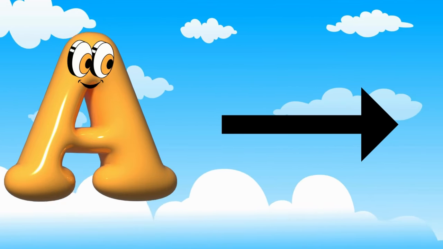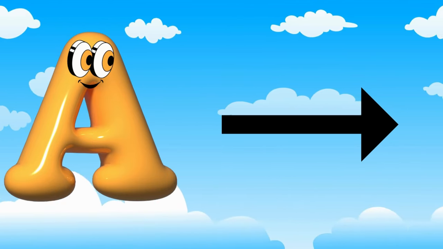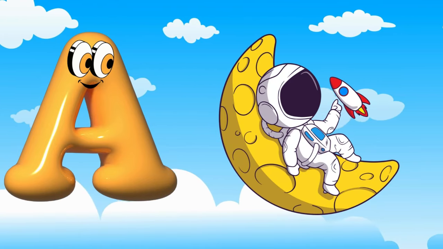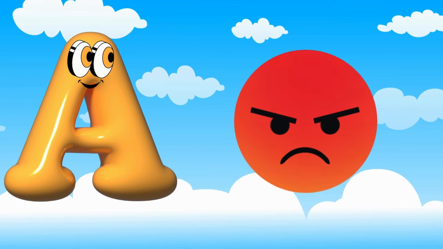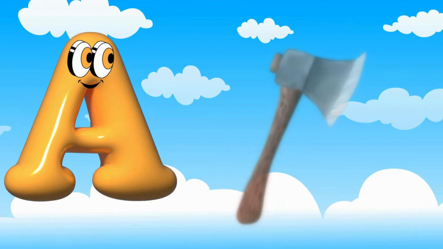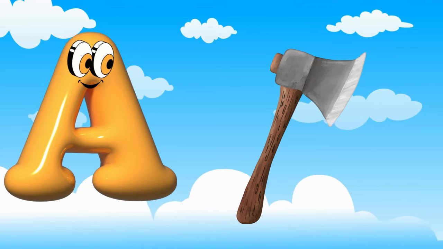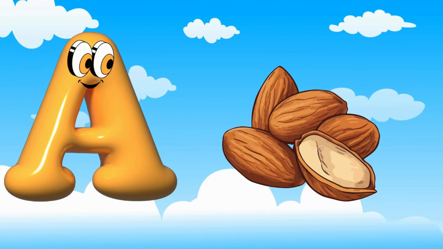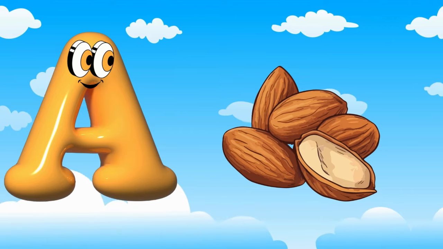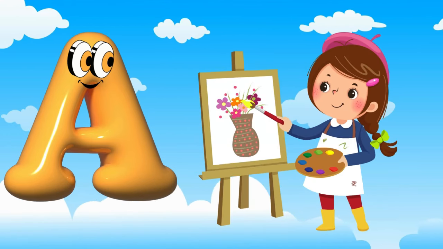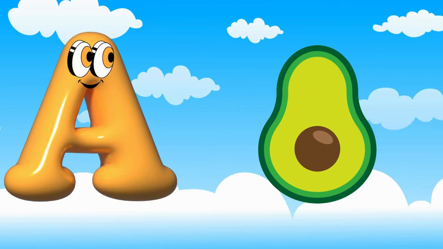A for arrow. Arrow. Arrow. A for astronaut. Astronaut. A is for angry. A is for axe. A is for almond. A is for artist. A is for avocado.